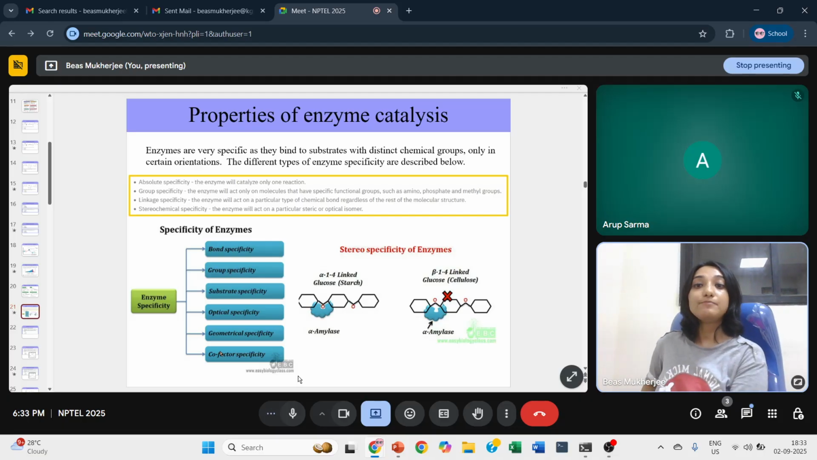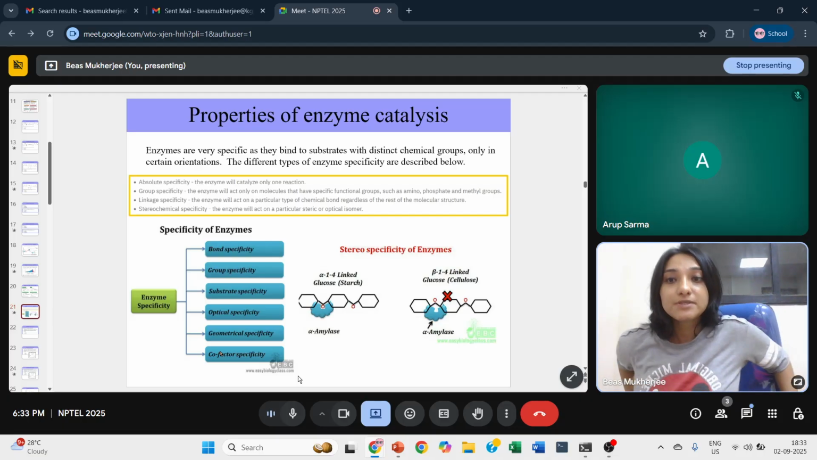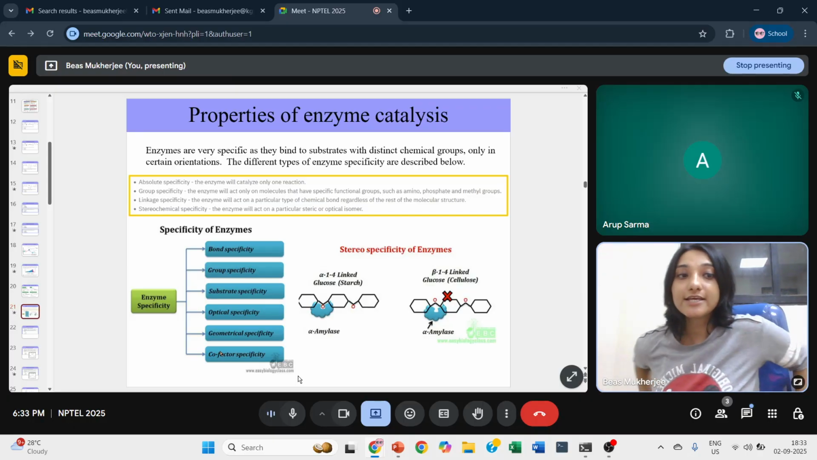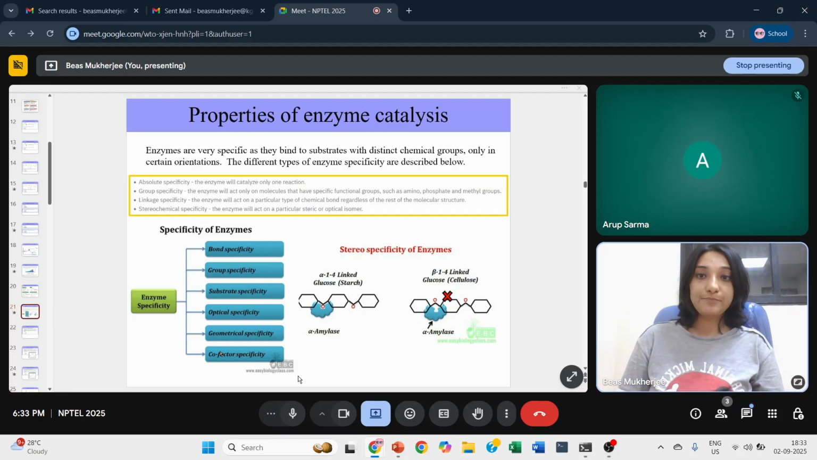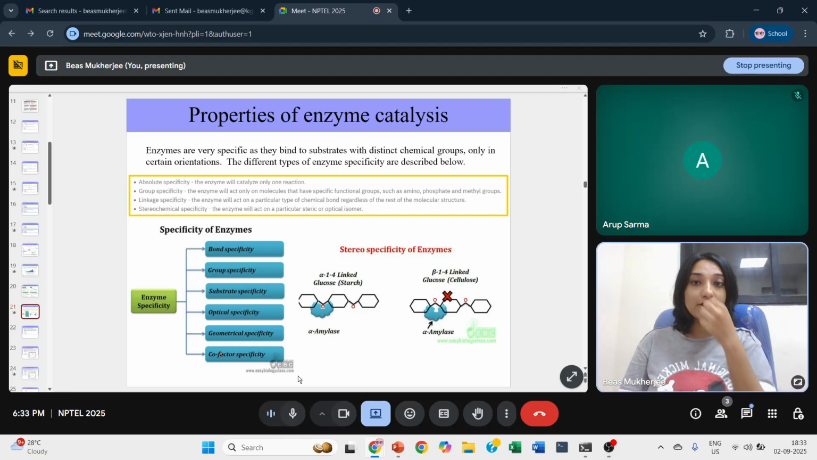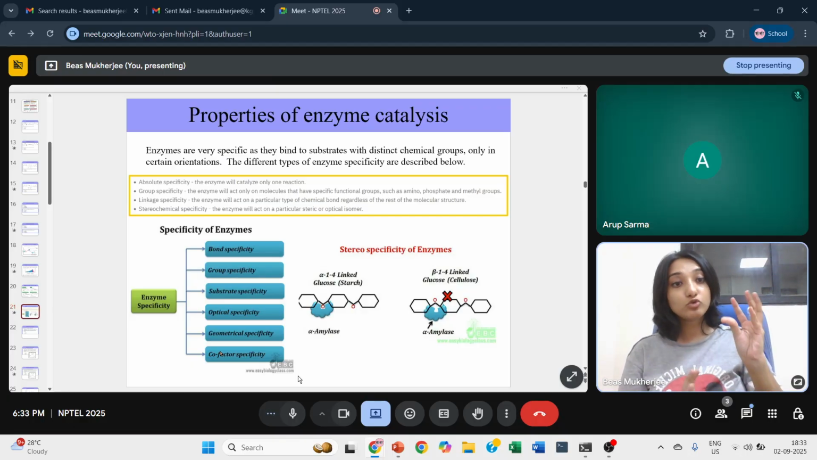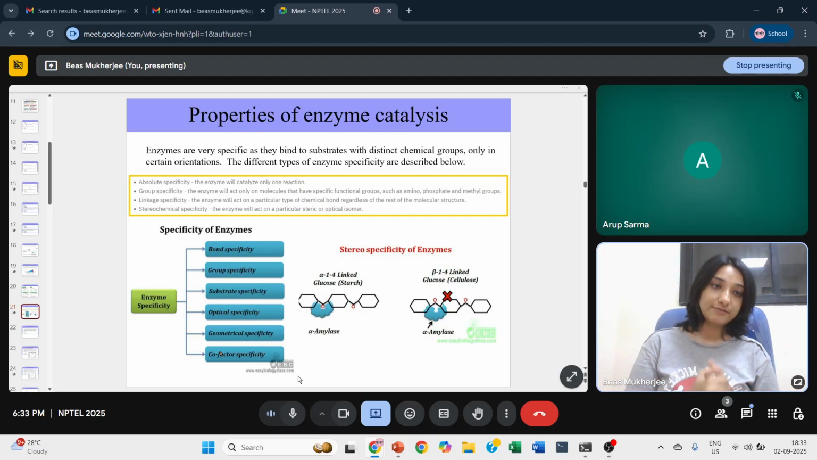So absolute specificity means that the enzyme will catalyze only one reaction. Then there is group specificity. The enzymes will act on molecules that have a specific functional group such as amino, phosphate or methyl groups. Group specificity, chemical group specific. Next is linkage specificity.